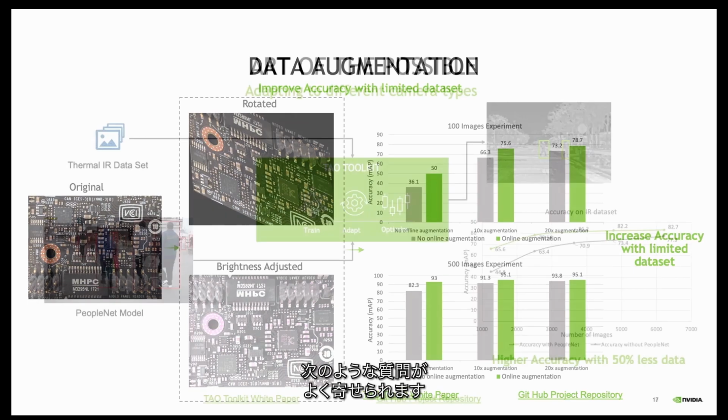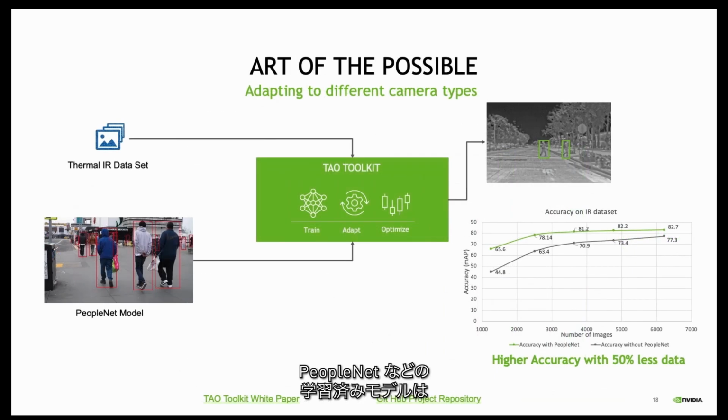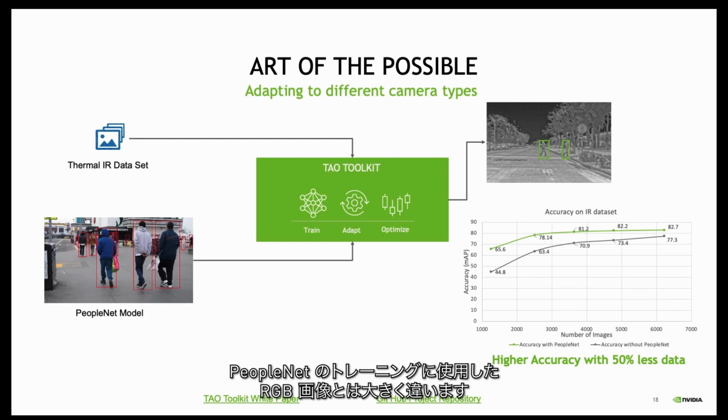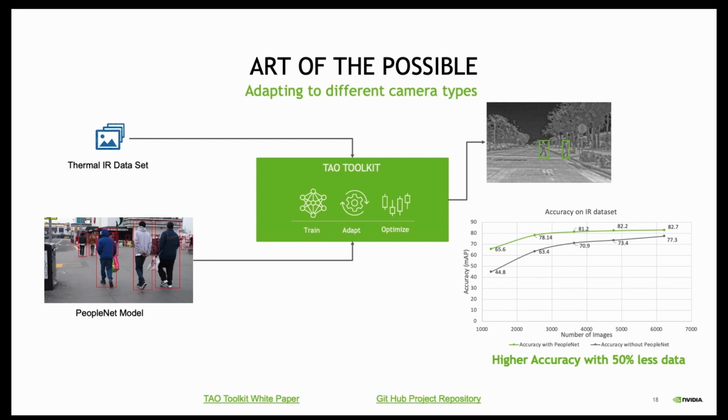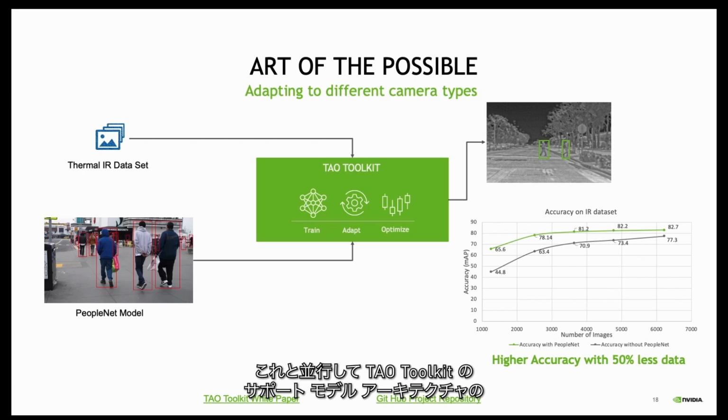One of the most common questions that we get is, can I train the PeopleNet model or any other pre-trained model for low light images or for different camera types? Or is there a benefit in using NVIDIA pre-trained models? One of the experiments that we did was we fine-tuned our existing PeopleNet model on a thermal IR dataset. This is from a thermal camera which uses infrared frequencies. The image from a thermal camera would look something like the image on the upper right-hand corner. This looks very different from the RGB images that were used to train this model. In parallel, we also trained this dataset using some pre-trained weights from one of the supported model architectures in TAO Toolkit.